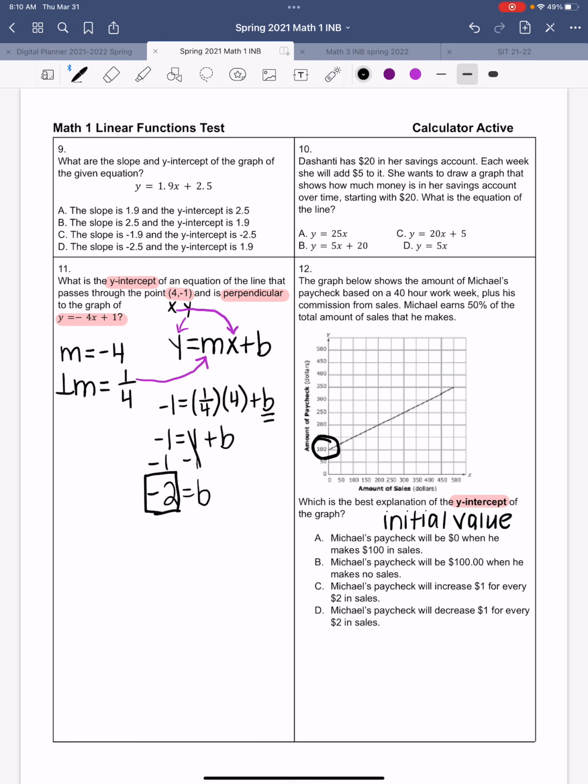So remember that we're talking about sales, okay? So if we're talking about how much he sells, that means he hasn't sold anything. That's the initial amount, how much he gets paid without selling anything. So A says his paycheck will be $0 if he makes $100 in sales. So technically that's incorrect, because $100 in sales would be right here, and that's not the y-intercept. B says Michael's paycheck will be $100 when he makes no sales. So no sales is what we're looking for. That would be the initial value, so that would be B.